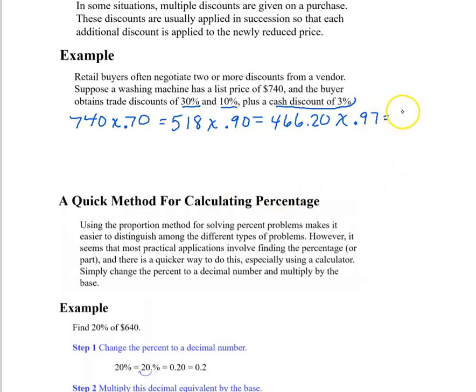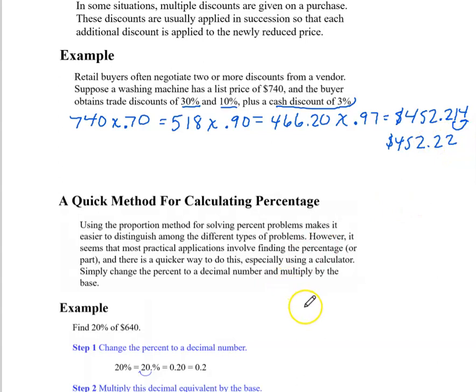Which ends up being $452.214. Now remember, with money, you always want to round up. So 452, it doesn't matter if it's 5 or bigger, it's going to be 22 cents.